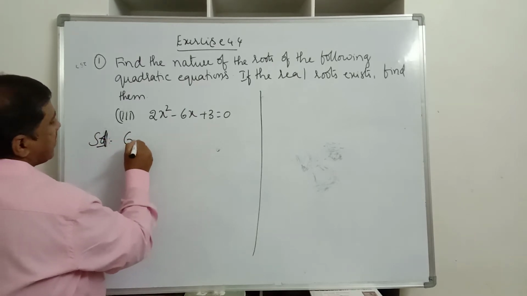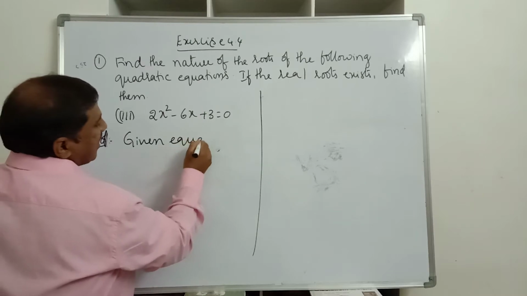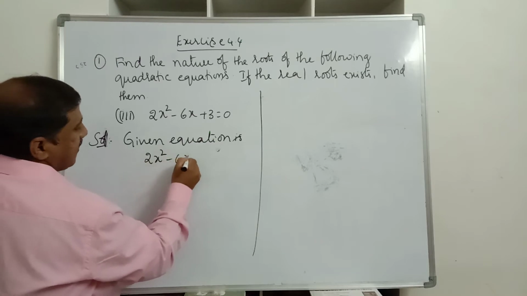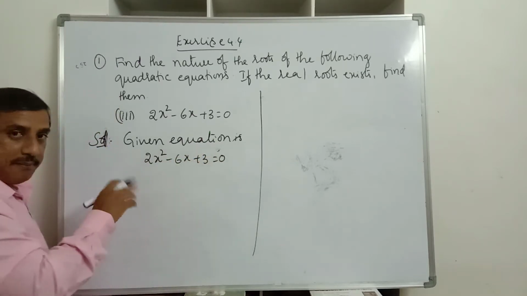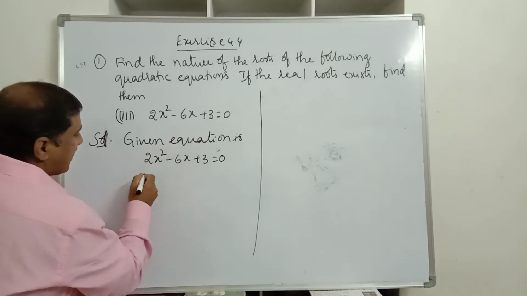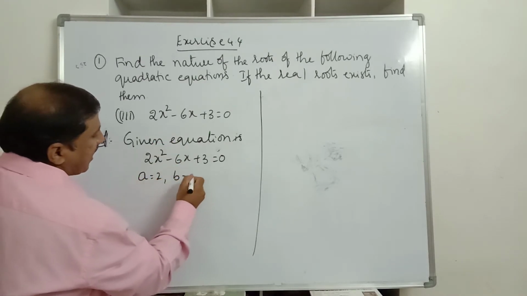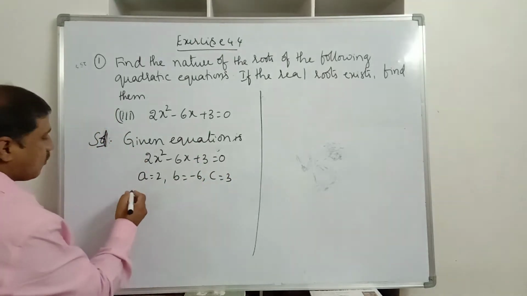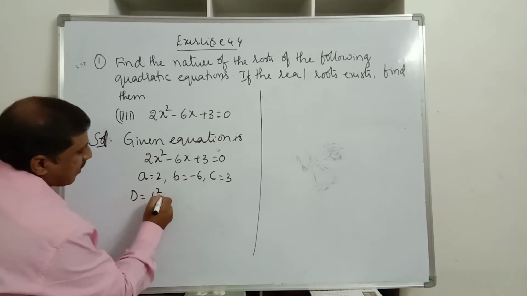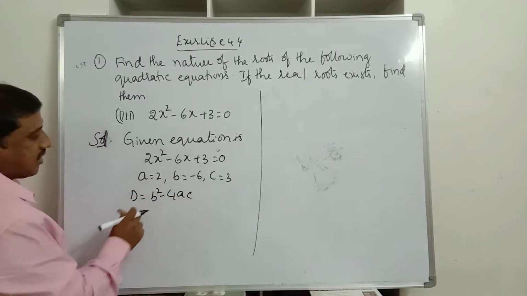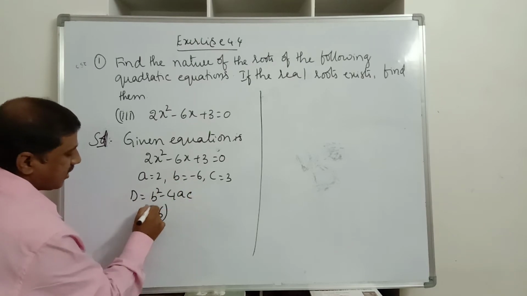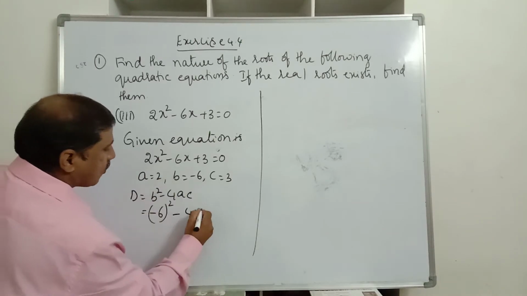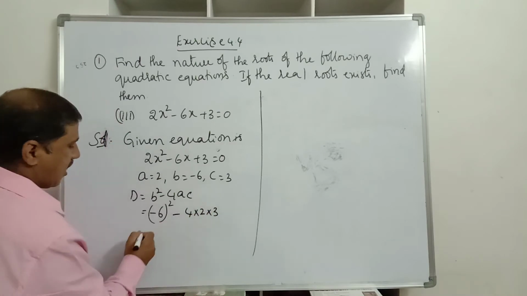Here it is. The given equation is 2x square minus 6x plus 3 is equal to 0. Compare this with the general form of the quadratic equation and write a as 2, b as minus 6 and c as 3. So to find the nature of the roots, we need to find d. D is equal to b square minus 4ac, that is the discriminant. Now here b is equal to minus 6, so it is minus 6 whole square minus 4 into a is 2 into c is 3. Now simplify.